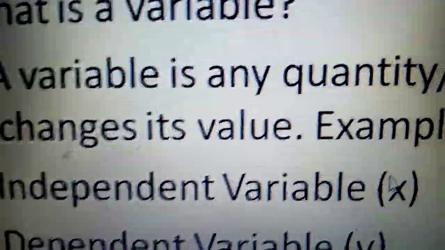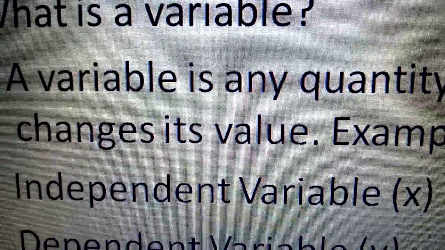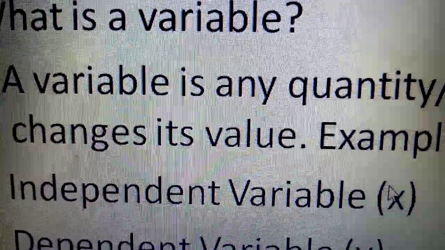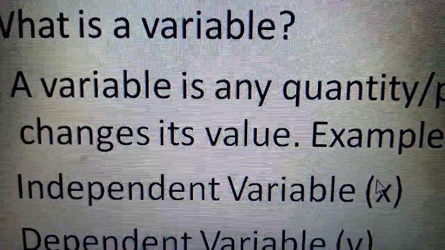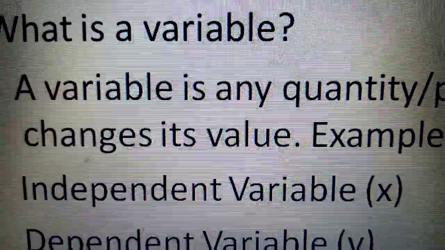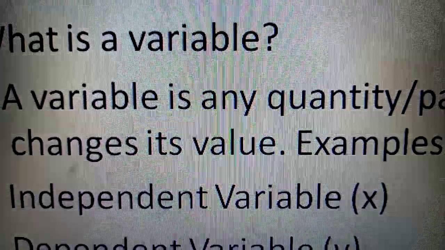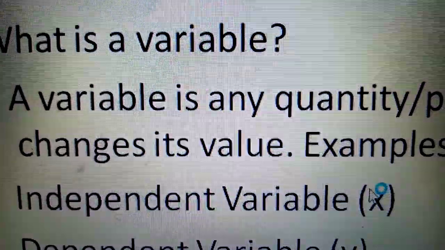We say a variable is an independent variable if it changes its value on its own, if there is nothing responsible for the change in its value. An example is time. Time will always change its value on its own. If it's 11 a.m. now, it becomes 12 noon. Nobody is responsible for the change.